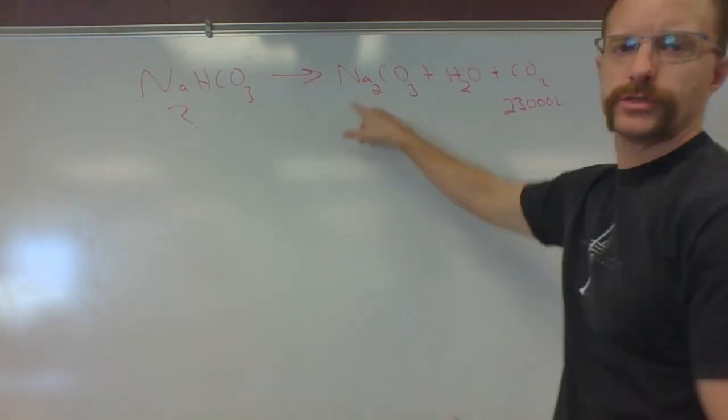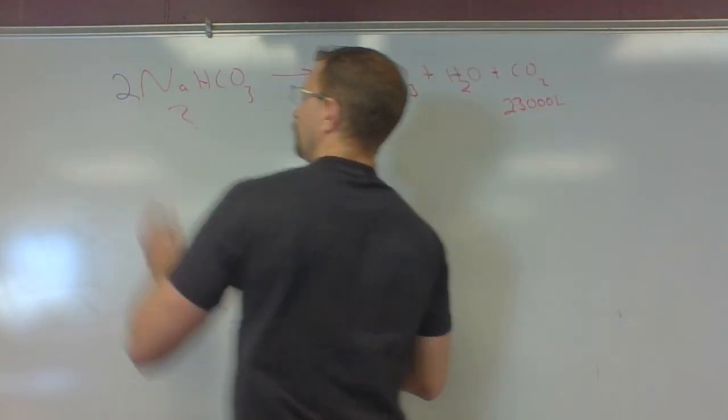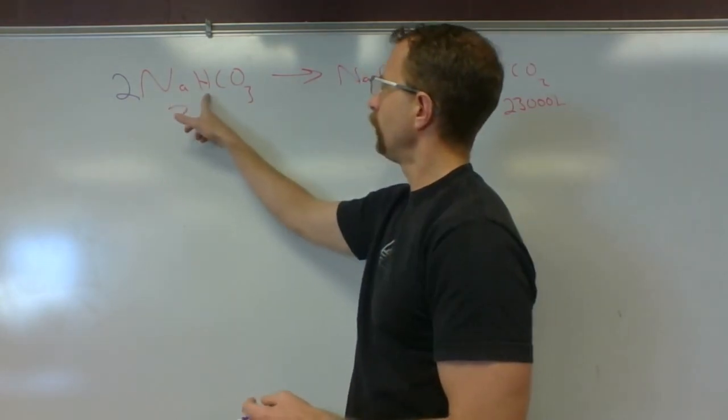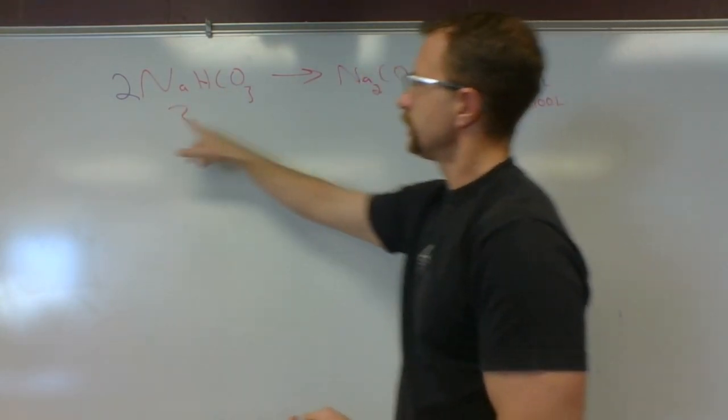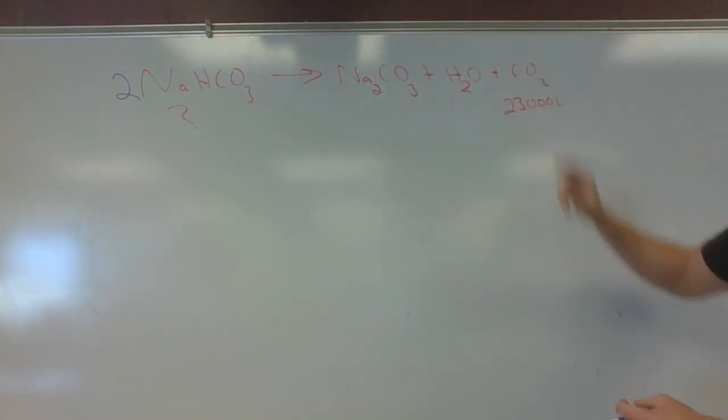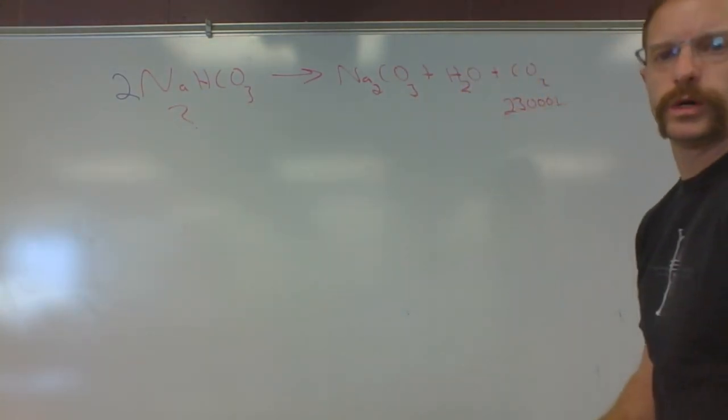I've got 2 sodiums right here, so I'm going to put a 2 in front of my sodium here. That's going to give me 2 hydrogens. Well, I've got 2 hydrogens. That's going to give me 6 oxygens. Well, I've got 3, 4, 5, 6 oxygen. So it's already balanced with a 2, 1, 1 there, right?